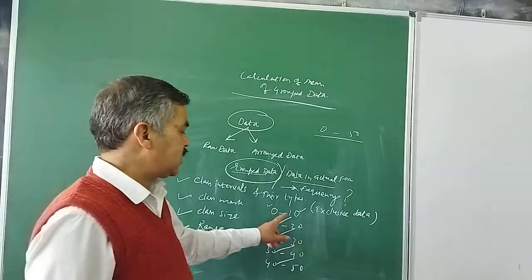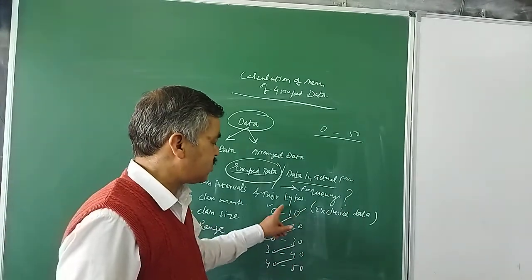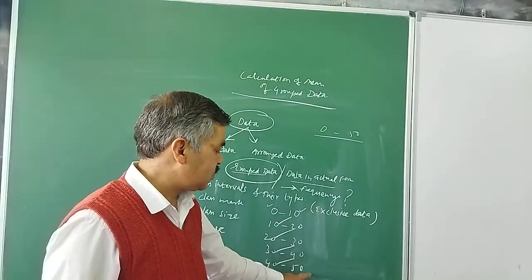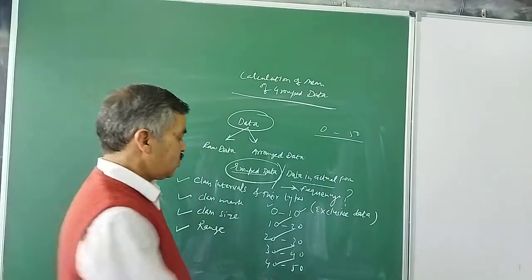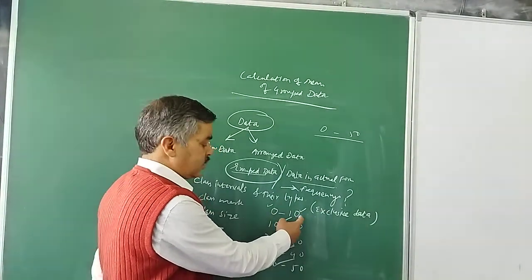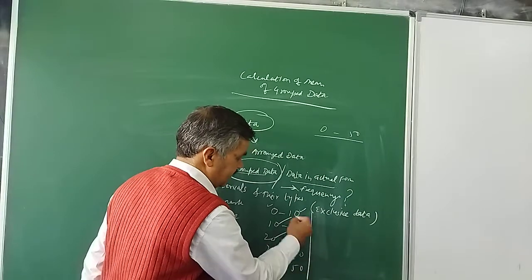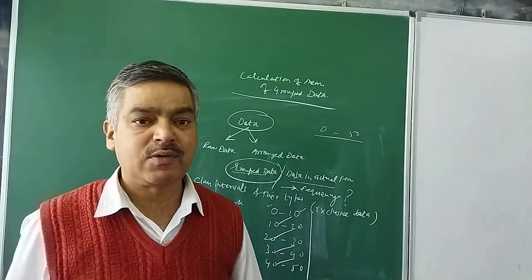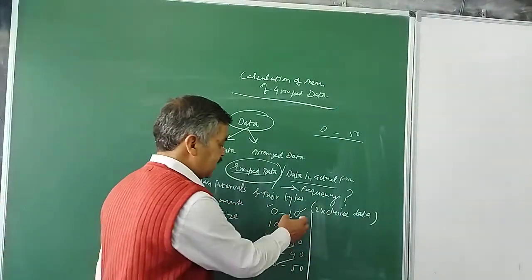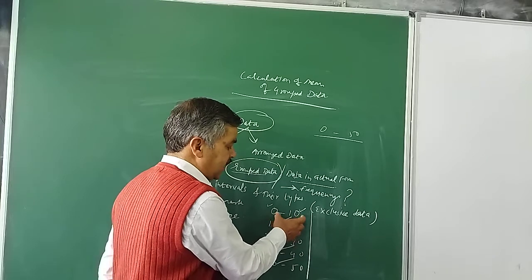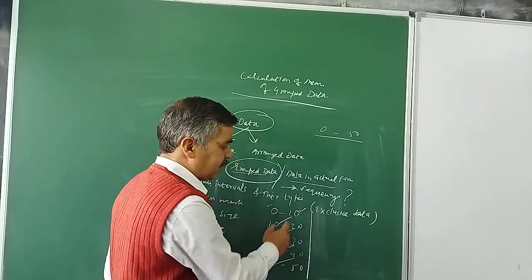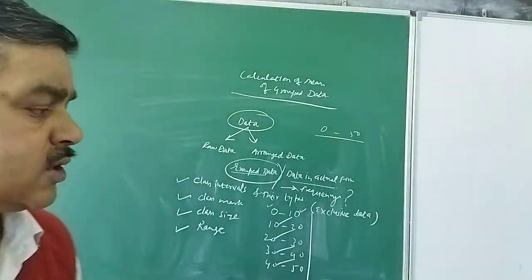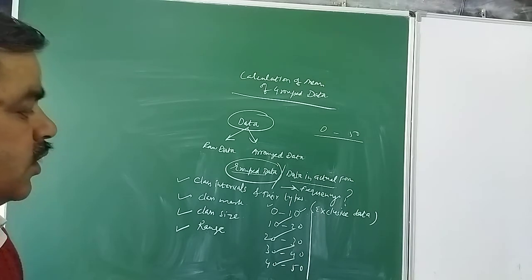When you are considering 0 to 10, the mark 10 scored by a student will not be part of this class interval. The frequency of those students will be part of the next. So less than 10 will be counted here, but a student who scored 10 will be part of the next. What does that mean? 10 is excluded from this class interval. That's why this form is called the exclusive form of the data, or this is continuous data.